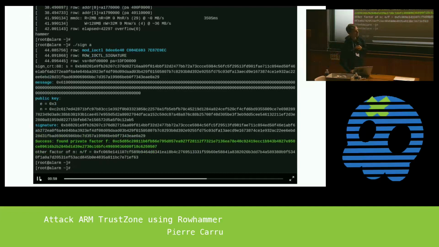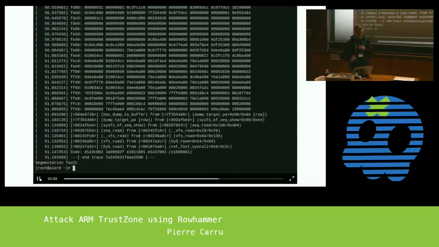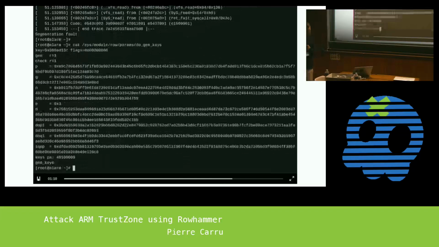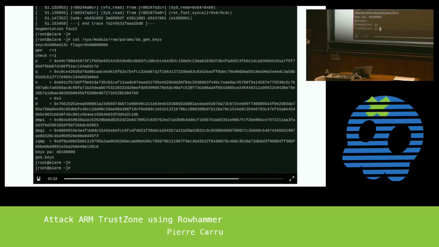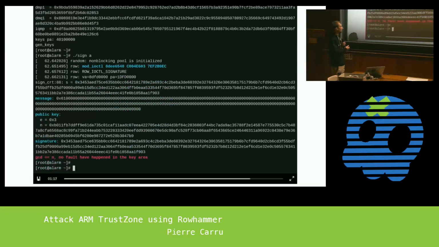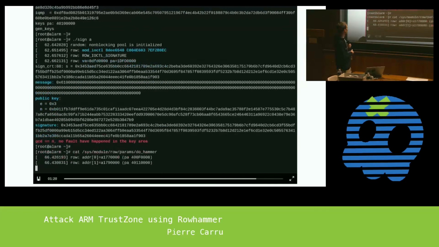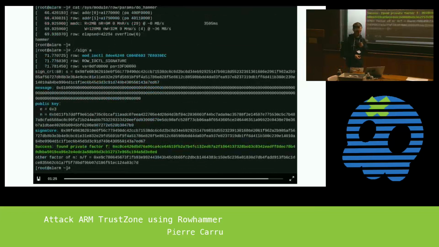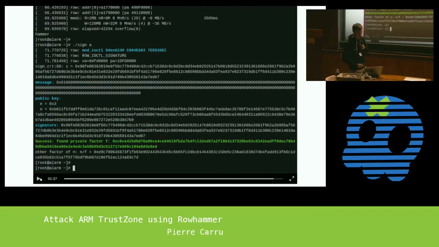We can ask the trusted side to regenerate a pair of keys. We try to access secure memory. So that's the kind of thing you get, a kernel exception. And if you try to regenerate a pair of keys, then it's not faulted, so you won't get it. It's a demonstration that it's not fake. You really have to do the Rowhammer stuff to get the private key. That's all. Okay, thank you very much.